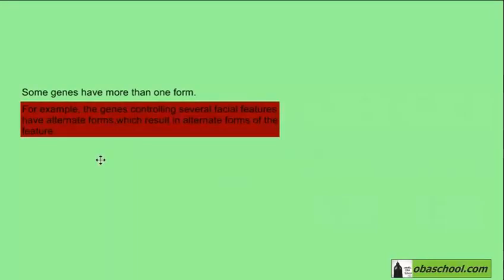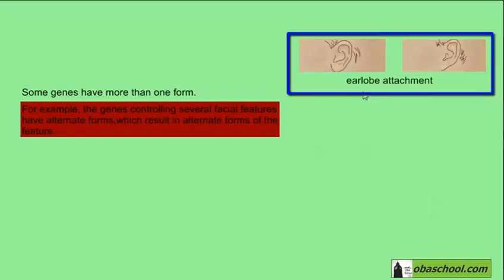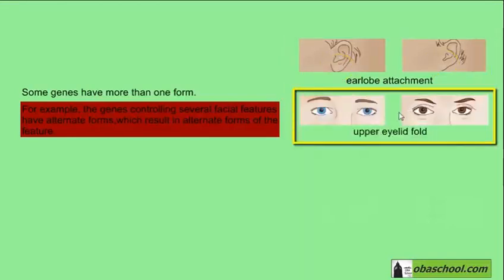Some genes are going to have more than one form, like the genes controlling several facial features. They can have alternate forms that will result in alternate features. They're the same gene, but they have different forms in which they can be expressed. For example, the gene for your earlobe attachment, you can have a free earlobe, like the one you see here, or an attached earlobe to the side of your face. These are controlled by the same gene, but they're different expressions.